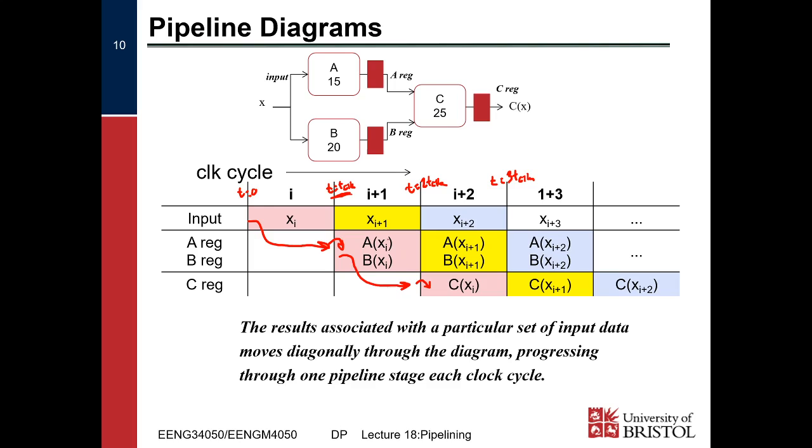However, while the C logic is working on A of X of I and B of X of I, at the same time, A and B are working on X I plus 1, right? So A and B are working on data item I plus 1, while C is working on data item I. And then we copy C of X of I over, we copy A and B of X of I over, and so C starts working on data item I plus 1, while A and B are working on data item I plus 2.